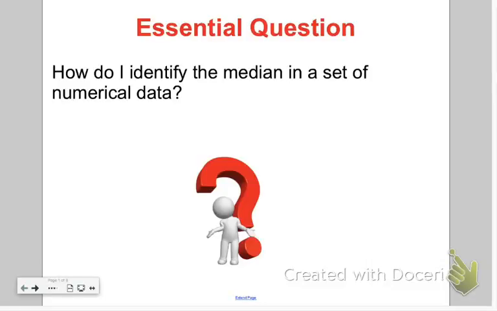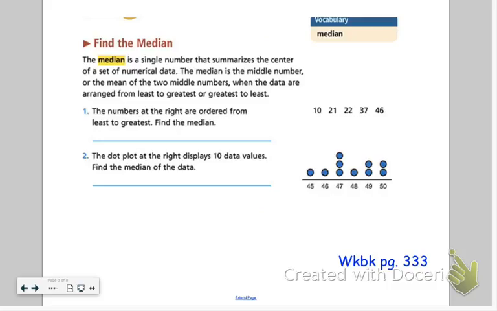Okay, in this lesson we're going to answer the question, how do I identify the median in a set of numerical data? So this time we're going to talk about the median. Well, what is the median? The median is a single number that summarizes the center of a set of numerical data. The median is the middle number or the mean of the two middle numbers when the data are arranged from least to greatest, or you could even do greatest to least, as long as they're in order.